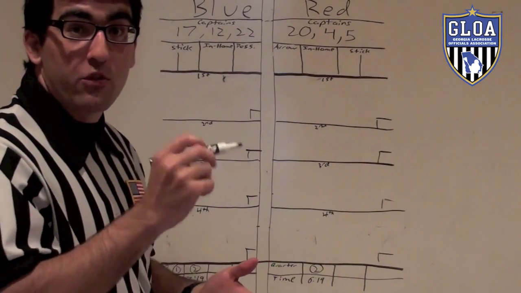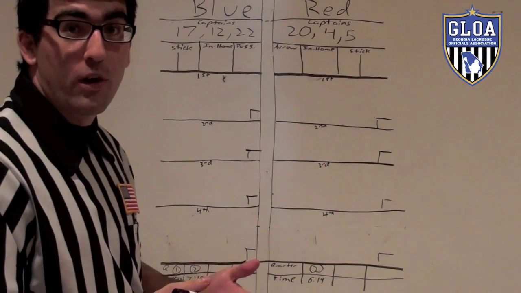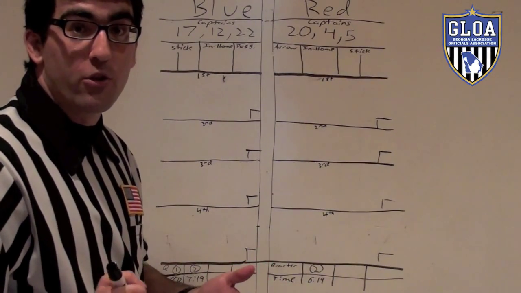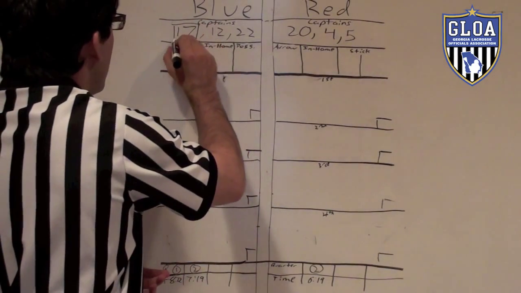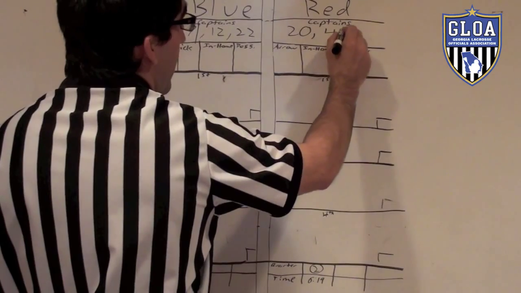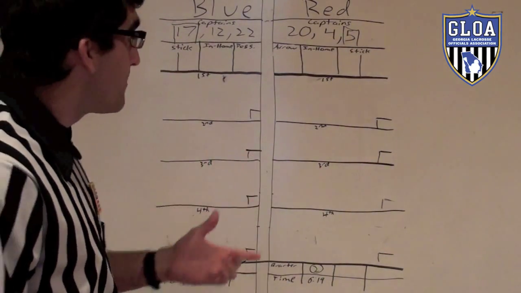For me, I like to make a small note, a circle or a square around the speaking captain, just so I know who the one is that is going to be next to me during the coin toss. So let's go ahead and square up 17 and 5. Now I know that those guys are the speaking captains.